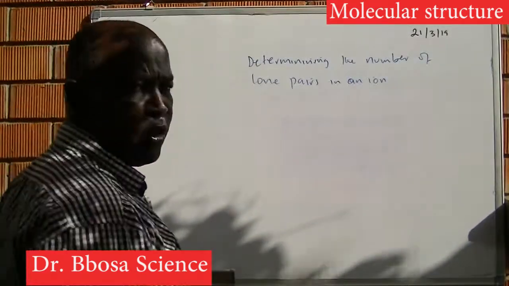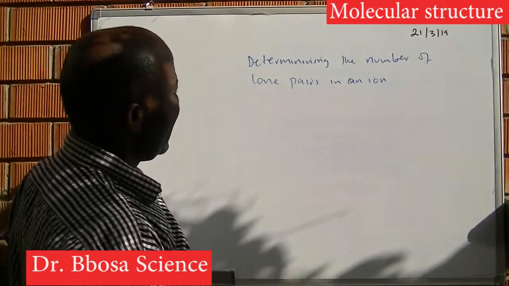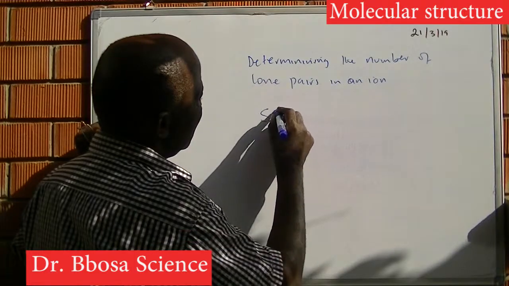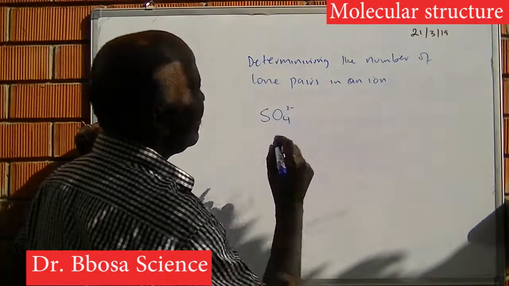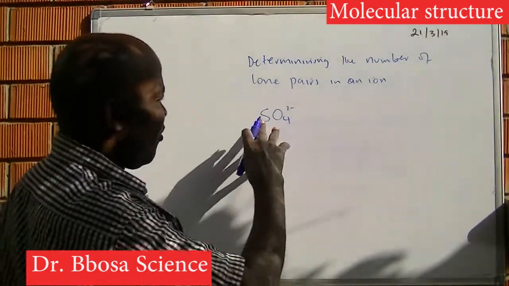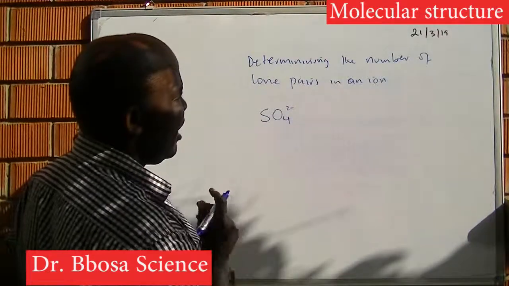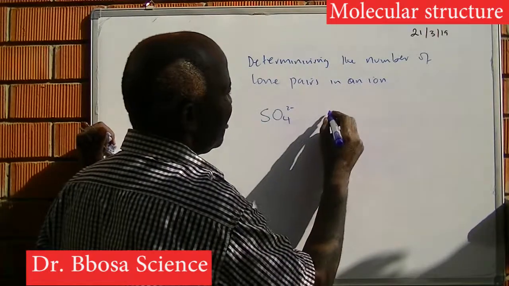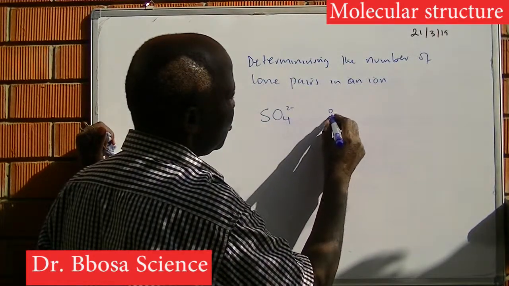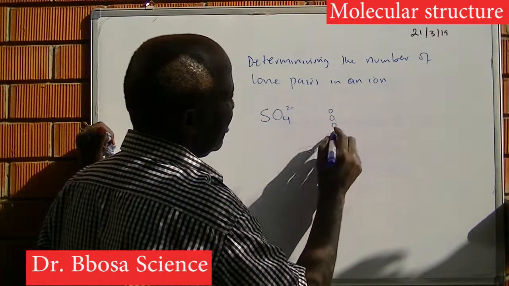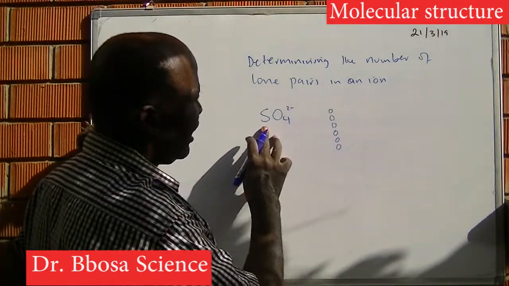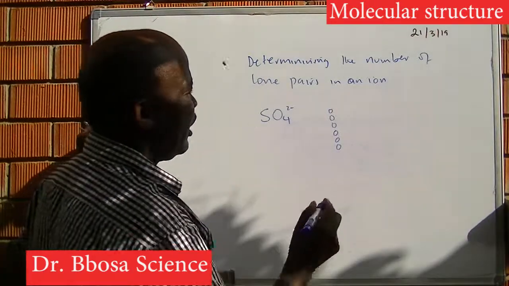Determining the number of lone pairs in an ion. For example, if you have the sulfate ion, you want to know the number of lone pairs on the sulfur atom, because sulfur is the central atom. Sulfur is in group 6: 1, 2, 3, 4, 5, 6 electrons. Sulfur has 6 electrons on the outermost shell.